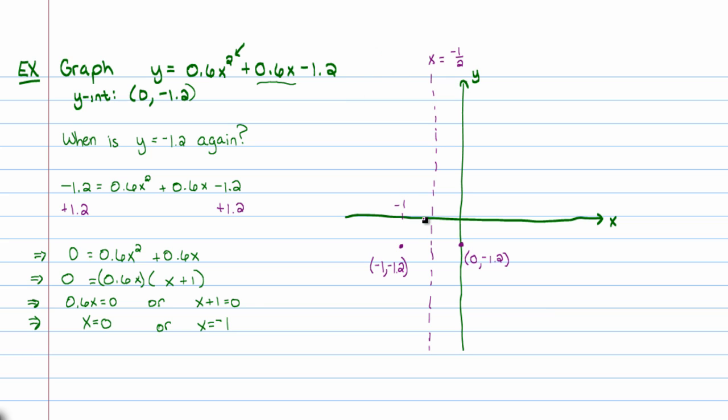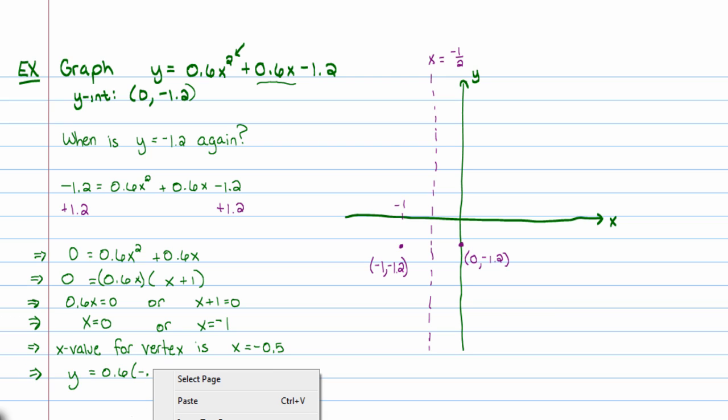At this point, all we need to do is plug that in, the negative 1/2 or the negative 0.5, into the original equation to find what the corresponding y value for the vertex is. So let's go ahead and plug that in. Plugging this in, we get y is equal to 0.6 times a negative 0.5 squared plus 0.6 times a negative 0.5, and then finally minus 1.2.